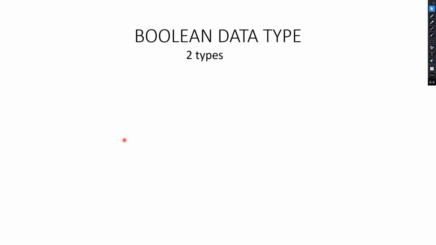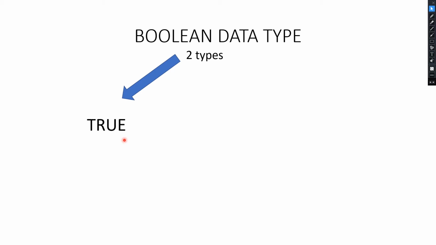In today's video, we are going to talk about the Boolean data type. The Boolean data type is the most basic data type in computers because there are just two values in computers, either true or false, 0 or 1. So the Boolean data type is the most basic and fundamental data type in programming.